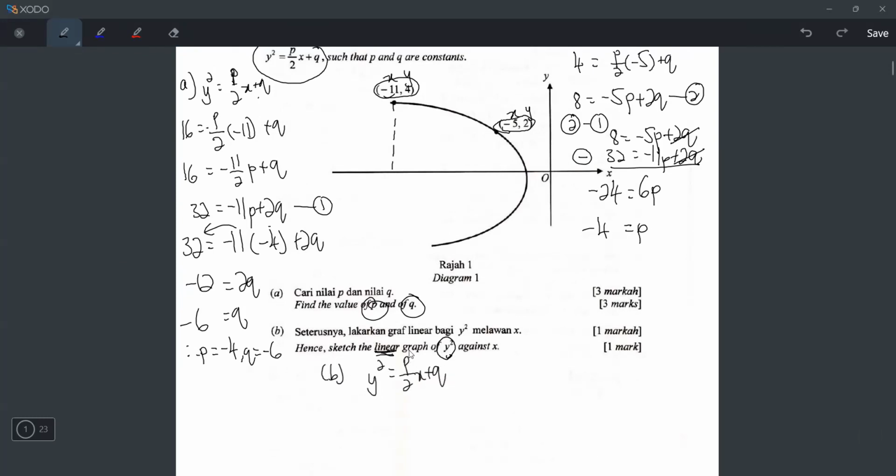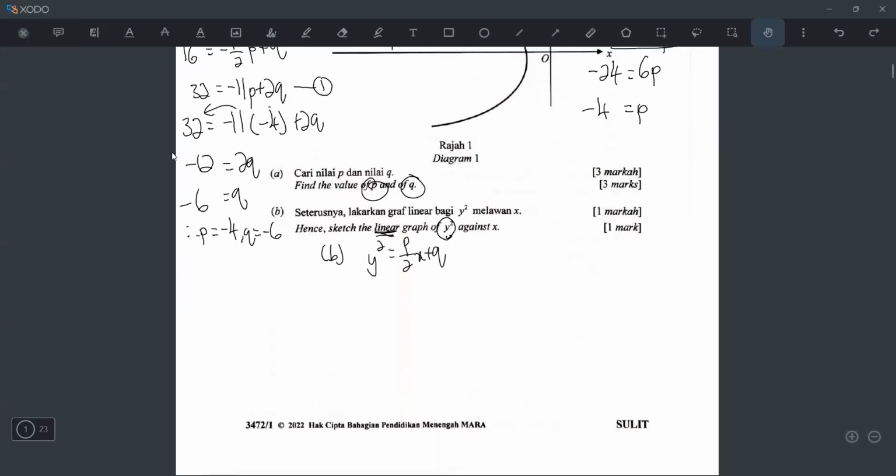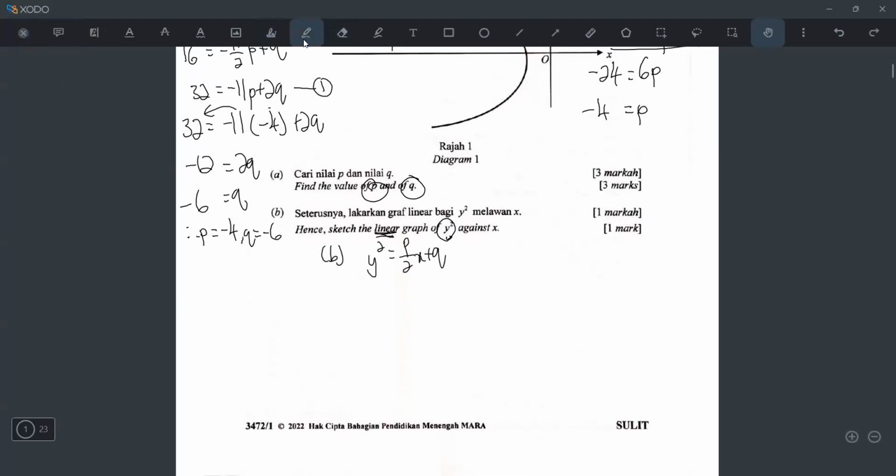But this time I need to change it to linear form, because they ask us to sketch a linear graph, meaning it's a straight line. This time the y-axis is y squared, the x-axis is x. But if you look closely at the equation, it's already in linear form. Look carefully, the y is already the same as the y-axis, and mx plus c is also arranged nicely already. So I can straight away write y equals mx plus c. Means my y-axis is y squared, my x-axis is x, my gradient will be p over 2, and my y-intercept will be q. But of course, I need to get my gradient and y-intercept, or else I can't sketch.